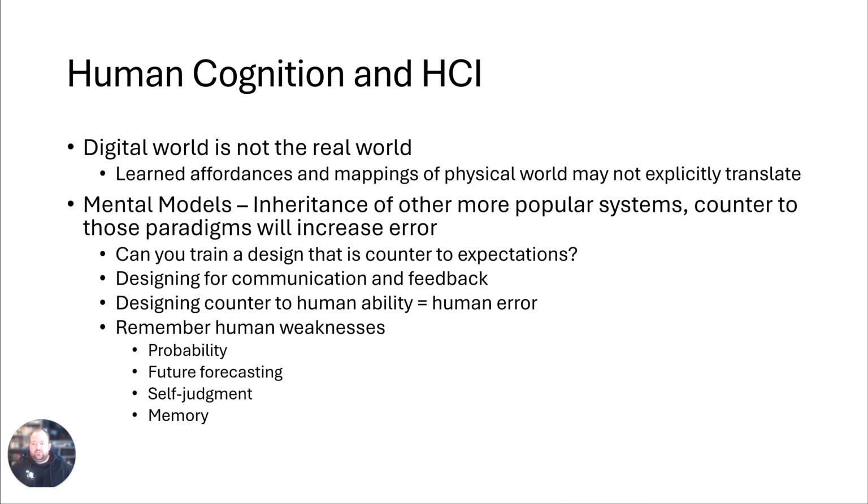So I want to go into just a big overview here of human cognition and HCI. So like what we were just talking about, the digital world's not the real world. So affordances, mappings, those kind of things, we can't rely on that inherent knowledge. Mental models, we've talked about it before, but inheritance of other systems. And if you go against those, you will increase error. Now, you might have a good reason to do that. It might be beneficial for the user, but it's something you need to be aware of. And then questions like, can you train a design that is counter to those expectations? Not easily, but it is possible.